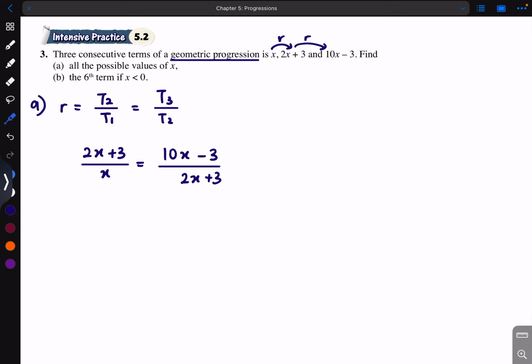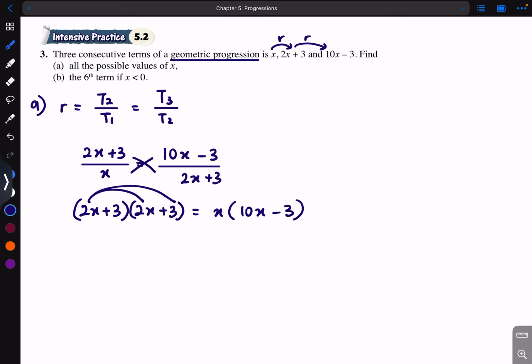Okay, then from here we can cross multiply. So we get 2x plus 3 multiplied by 2x plus 3 equals to this times this, x times 10x minus 3. Then we expand. So we get 4x square plus 6x plus 6x plus 9, 10x square minus 3x.